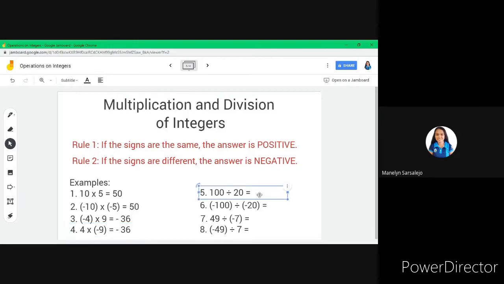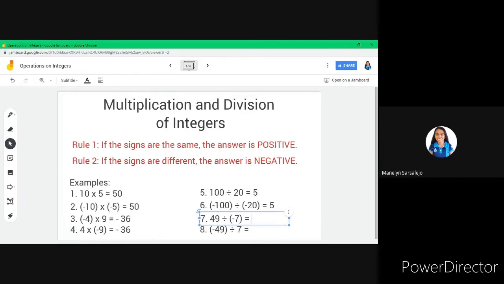Okay, so let's have an example for division. Okay, positive 100 divided by positive 20. Both are positive. Our answer should also be positive. And 100 divided by 20 is 5. Okay, next. Negative divided by negative. So negative 100 divided by negative 20. Answer must be a positive number, which is 5.